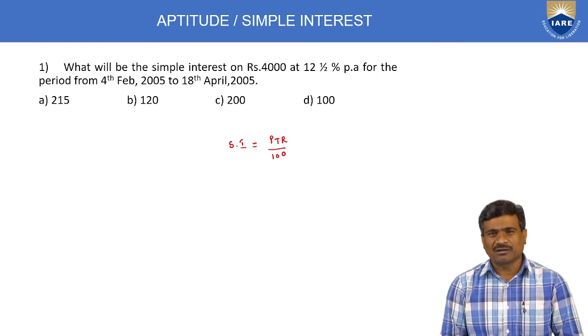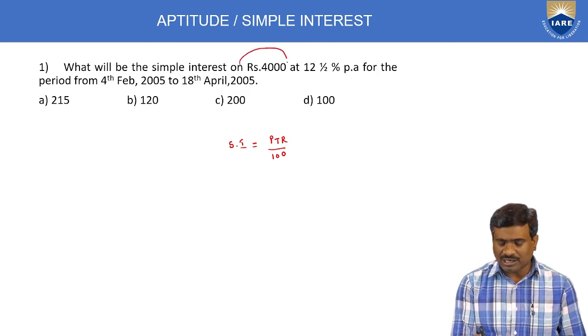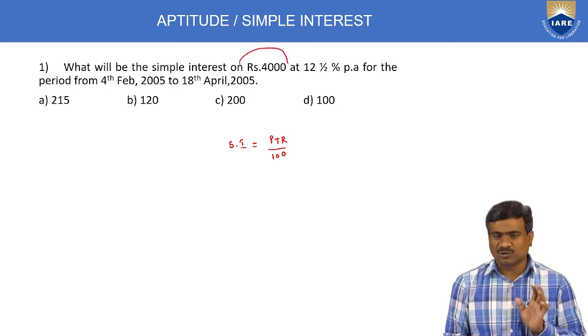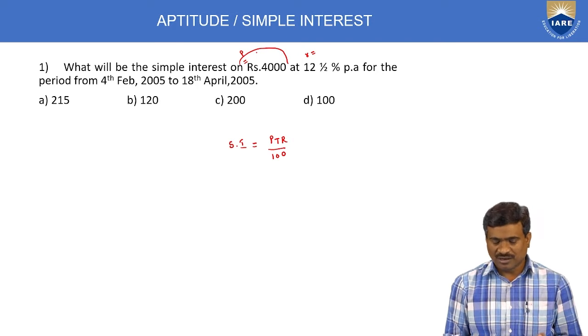PT or by 100, where P indicates sum or principal amount. Here, the principal amount is 4,000. Rate of interest 12 1/2, that is 25/2. Next, time duration: 4th February 2005 to 18th April 2005.